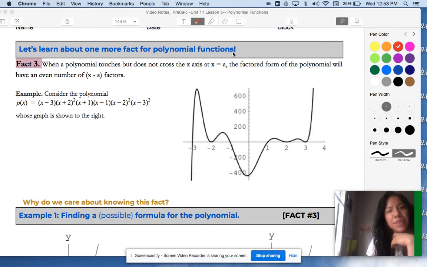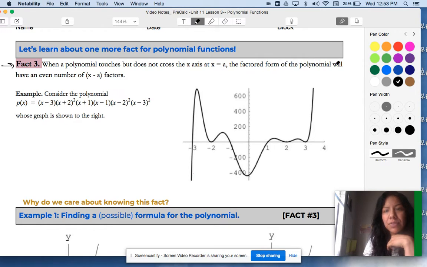All right, so the last fact that we want to review is fact number 3. When a polynomial touches but does not cross the x-axis at x equals a, the factor form of the polynomial will have an even number of x minus a factors. Okay, so what does that really mean? That sounds like gibberish. So here's an example.